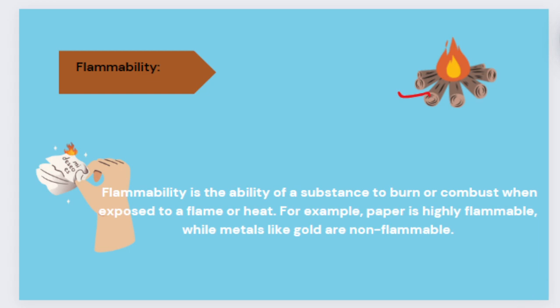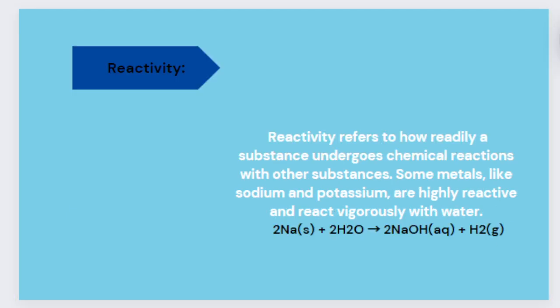First one is flammability. Flammability is the ability of a substance to burn or combust when exposed to a flame or heat. If I take two examples, one is paper and one is wood. Paper is highly flammable because it catches fire easily, and wood does not catch fire as easily in comparison to paper.